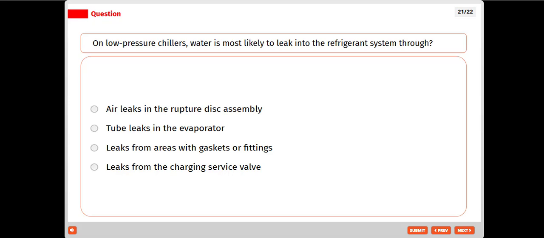On low pressure chillers, water is most likely to leak into the refrigerant system through an air leak in the rupture disk assembly, a tube leak in the evaporator, or a leak from an area with a gasket or fitting.